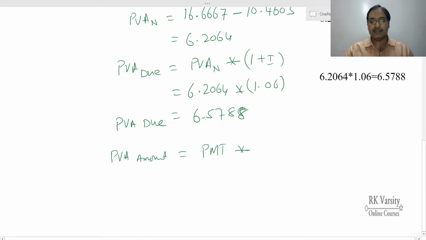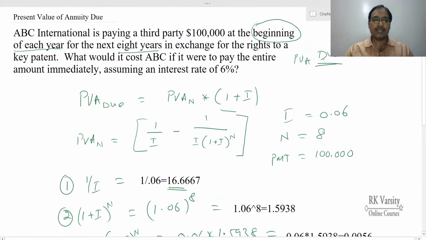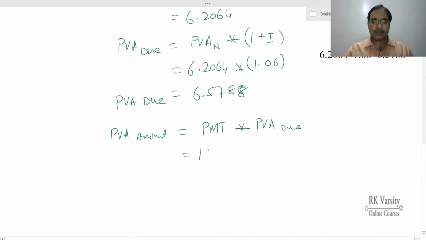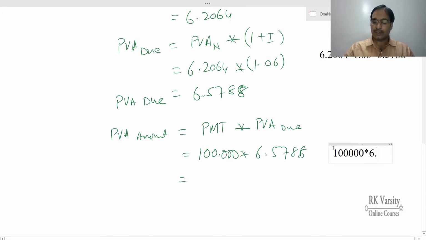And your present value annuity amount equals payment times present value annuity due factor. So the payment, as you remember, the individual is making is 1 lakh, or 100,000, times 6.5788, so this comes to 6,57,880.